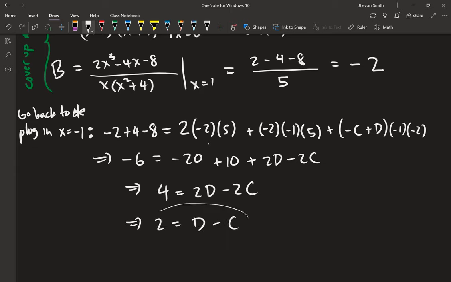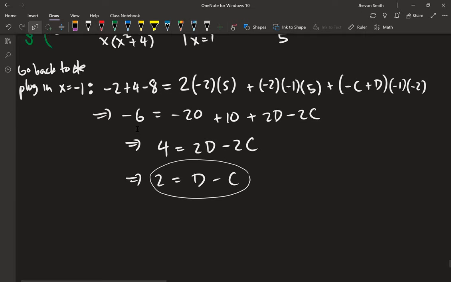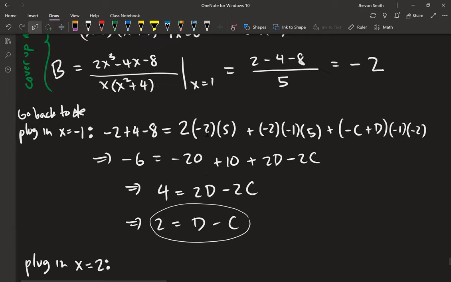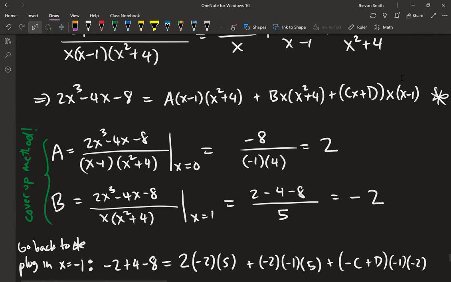Now we'll come back to this. And then you can do something else, like plug in x equals, I don't know, say 2. If you go and you plug in x equals 2, let me remind myself of this guy right here.